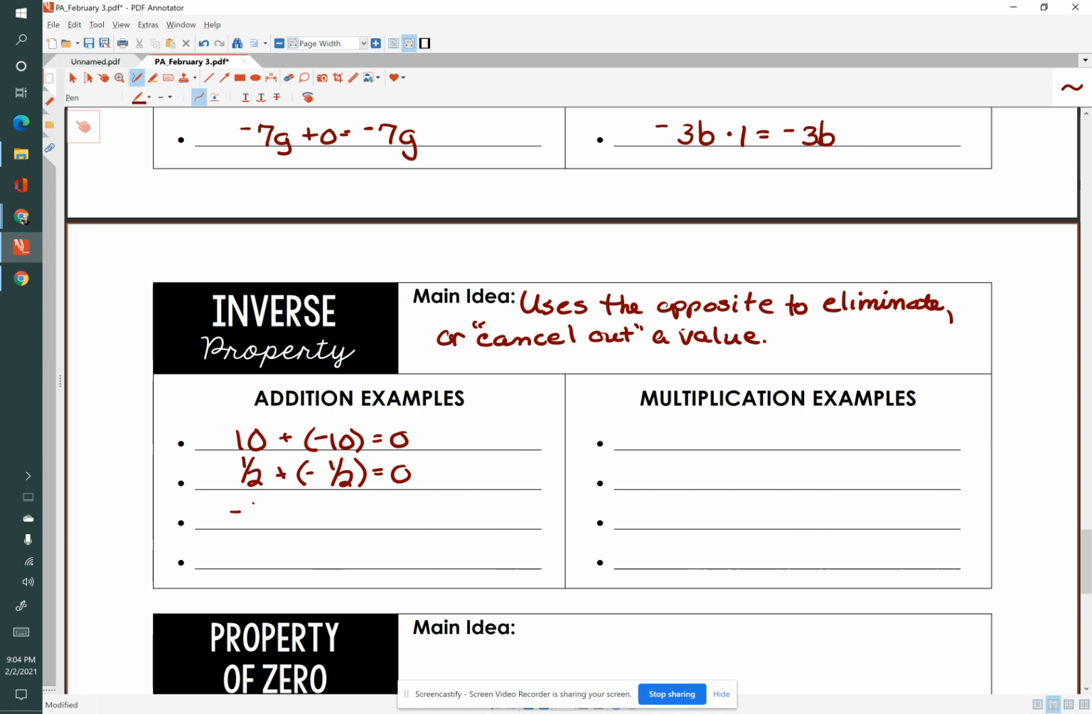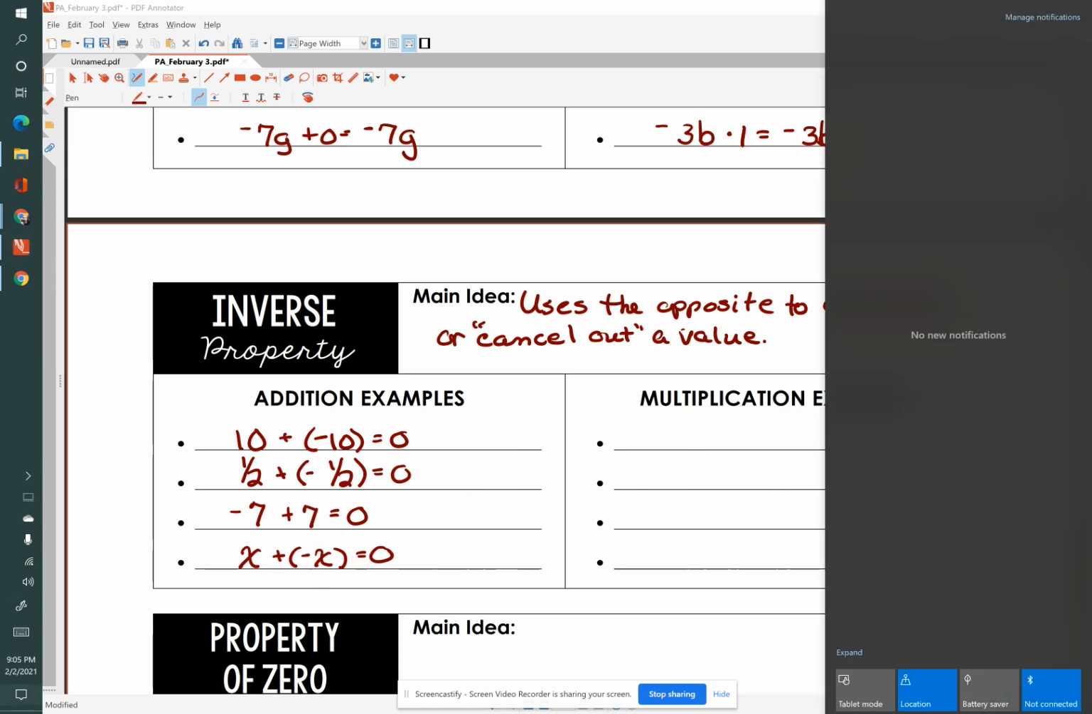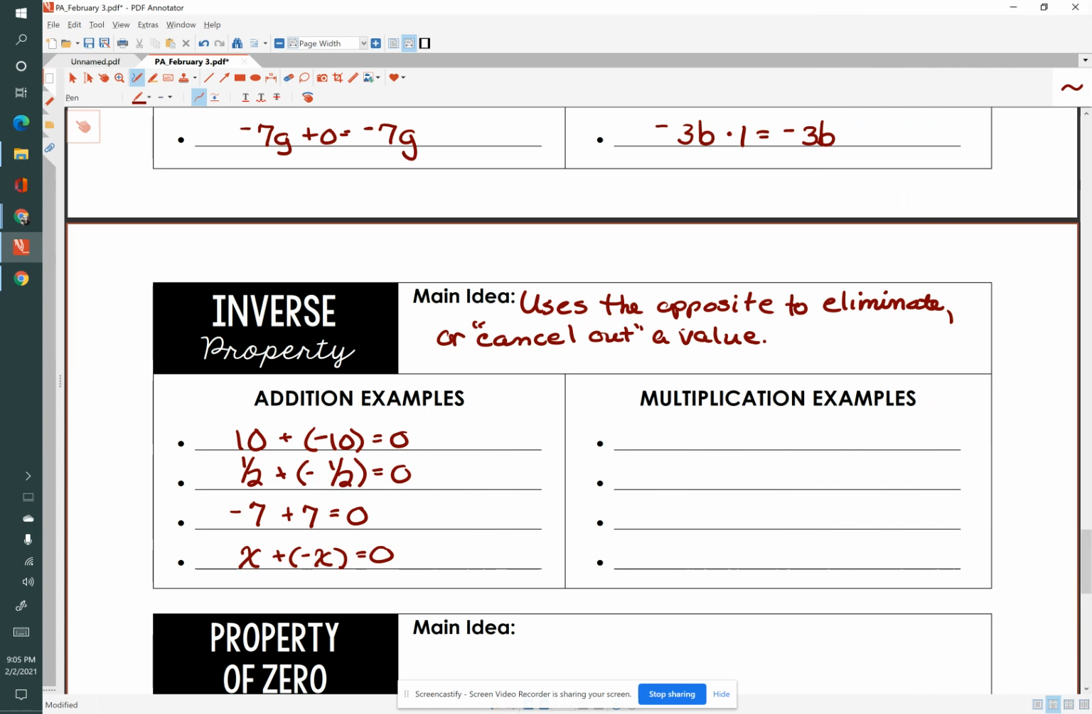Even with the integers, we can have negative 7, but we'll use the opposite. We'll add the opposite, which is positive 7, which adds to 0. And even with a variable, we can have x and add to the x negative x, which will cancel those out and give us 0. Now with multiplication, we can multiply anything by its inverse in order to get 1.